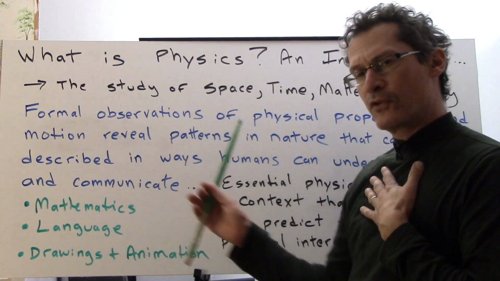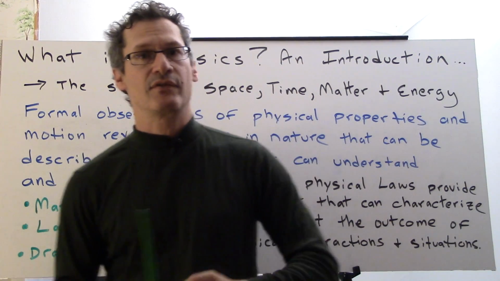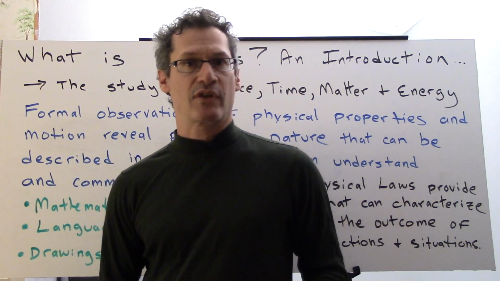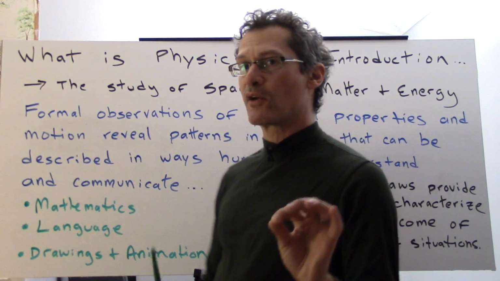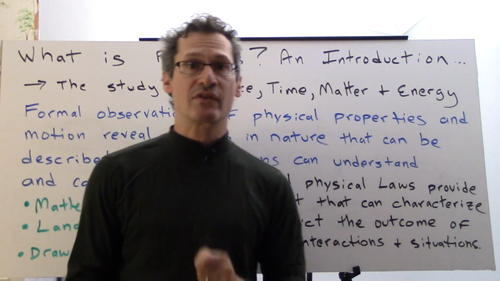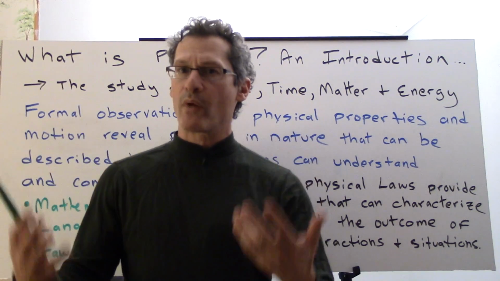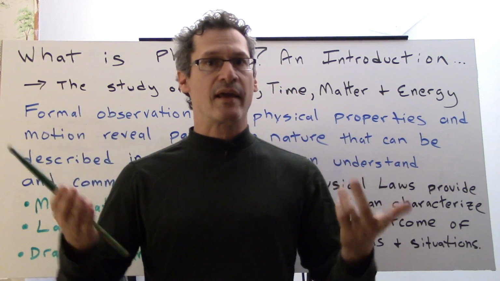So first thing we do is make some formal observations of physical properties. Physical properties might be things like mass. How much mass does an object have? How is an object moving? What characterizes that? So there are many, many questions we can ask when we start looking around and making observations of the physical world. But it's not just observations. We want to be able to characterize those observations. And we do that in a way in which humans can understand and in which we can communicate.